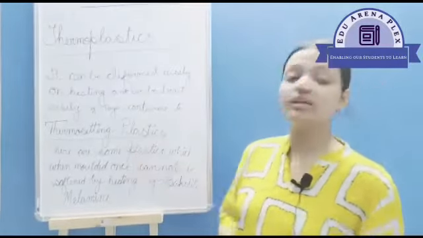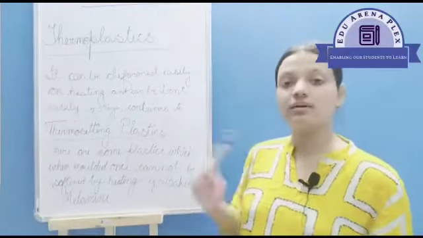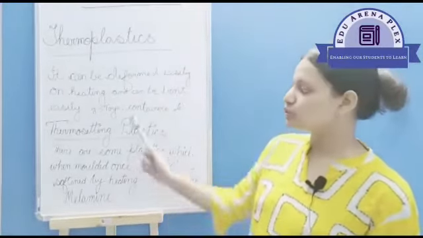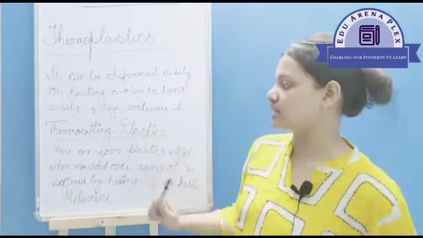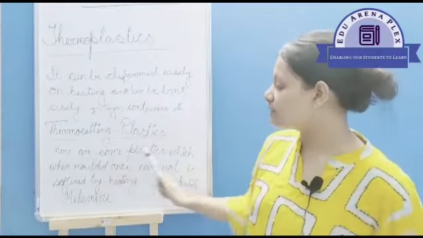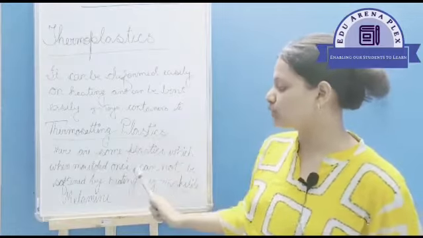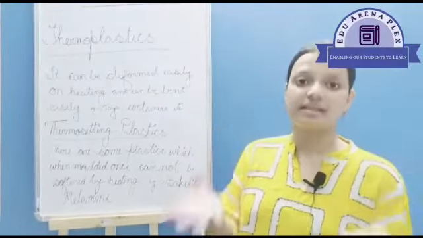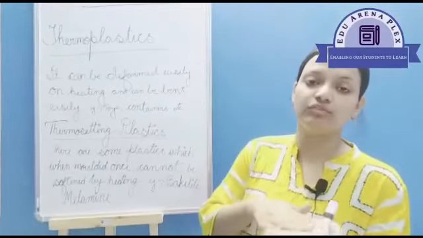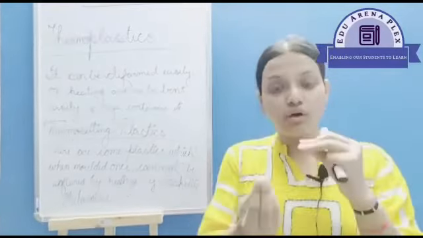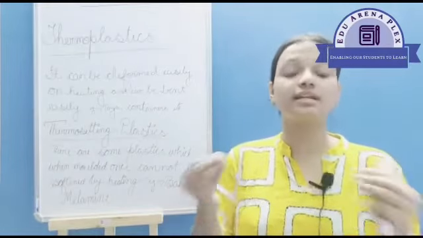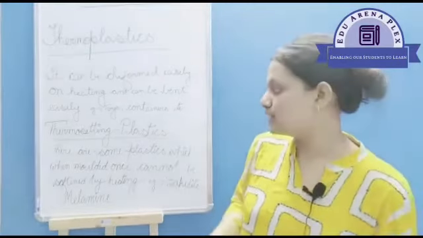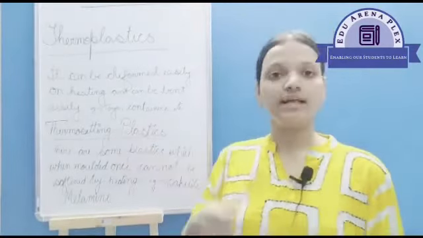Next we have thermosetting plastics. So what is thermosetting plastics? It is just the opposite of thermoplastics. There are some plastics which, when molded once, cannot be softened by heating. Once you have molded it, it cannot be softened again by heating, or you can say it cannot be molded again. Such plastics are known as thermosetting plastics.